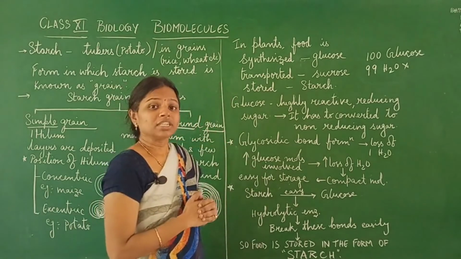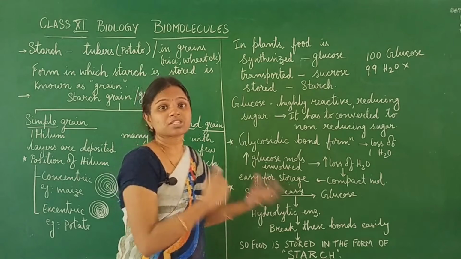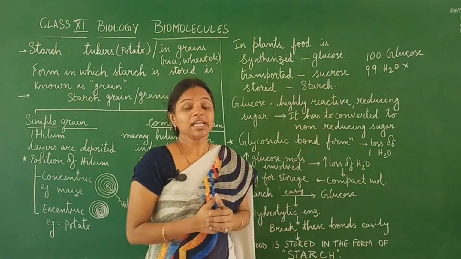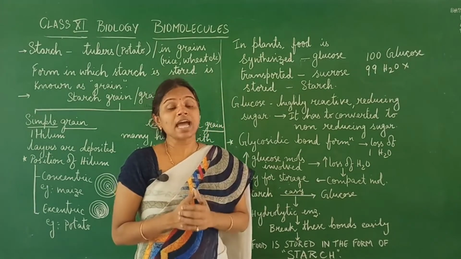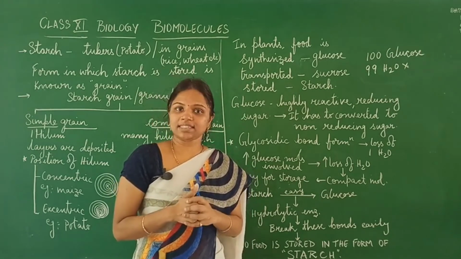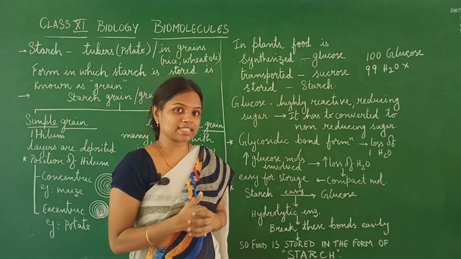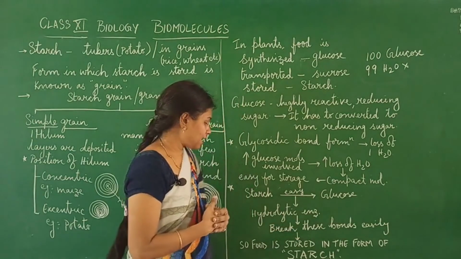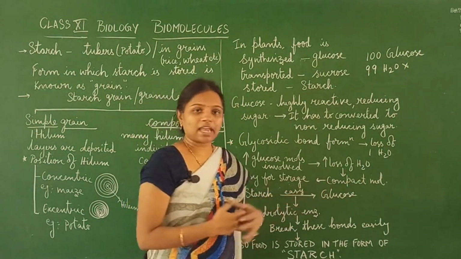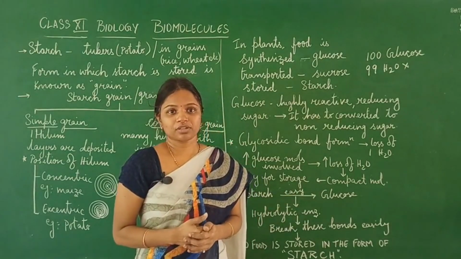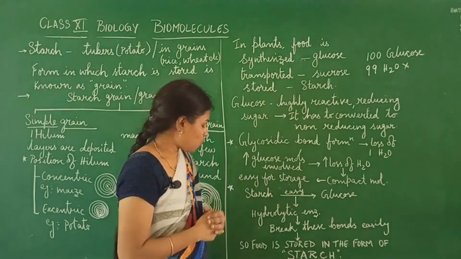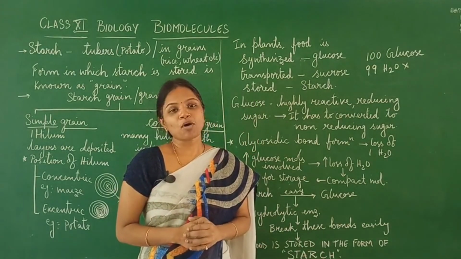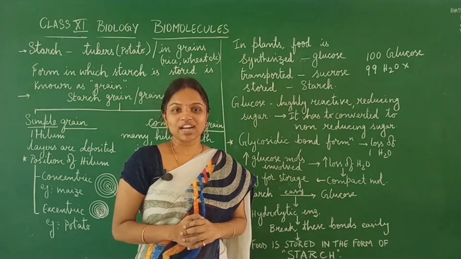Now, what if the plant wants glucose from the stored product? That is, conversion of starch to glucose. It's quite easy because the plant has many hydrolytic enzymes. These enzymes can easily break these bonds and then the glucose can be easily produced. So this is the reason why the food is stored in the form of starch rather than in the form of glucose. Hope you have understood the concept.